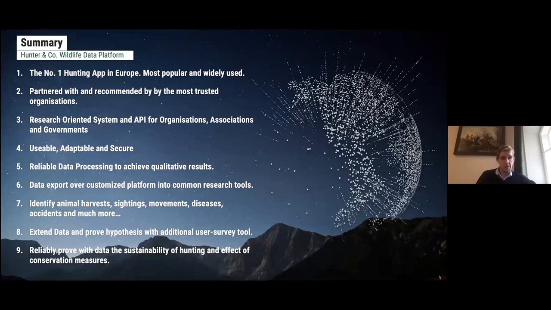In summary, we are currently the number one hunting app in Europe. We are the most popular and widely used. We are very internationally adaptable. Currently, we're available in 5 different languages, and we're hoping by the second quarter of 2021 to be available in many more languages. This is in comparison to much of our competition, and as John also showed, in comparison to many of the more local, regional, and national apps, we are able to gather and provide data across borders.